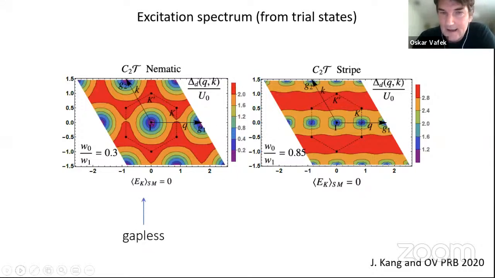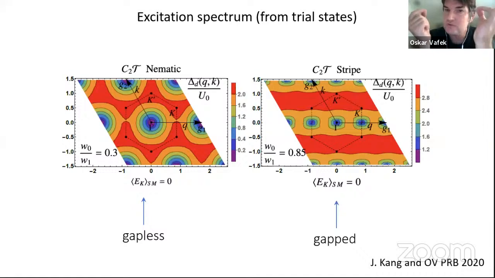On the other hand, there was another state, which is also extremely competitive, which we found, which breaks translational symmetry and doubles the period. But it did not break C2T symmetry. Okay, we call that one a C2T stripe state. Remarkably, despite the fact that it did not break C2T symmetry, that state is gapped. So the question is, how is this possible? You have two Dirac cones which have equal winding number. You did not change their chirality. All you did is break translational symmetry. How can you get rid of them?